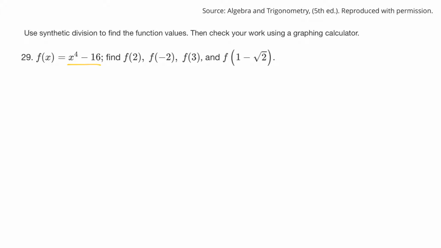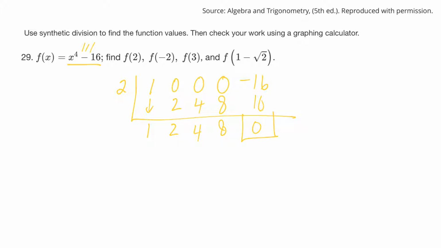I'm given a polynomial that's missing a bunch of terms in there. So I'll write 1x to the fourth, 0x cubed, 0x squared, 0x minus 16. And now they want me to use synthetic division to figure out what the function value is. So I'll plug in a 2, bring down the 1. 1 times 2 is 2, add 2. 2 times 2 is 4, add 4. 4 times 2 is 8, add 8. 8 times 2 is 16, add 0. Good. So the function value of f of 2 is 0.